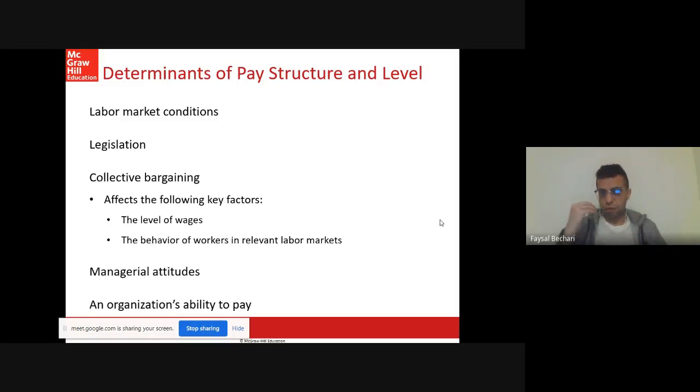So the first thing we look at is the labor market conditions. Are there lots of rules and restrictions, or is it loose? And you know it's different from country to country. Whether there is legislation, laws governing that, and we don't want to break the laws. Whether there is collective bargaining, or what you call a union, which affects the following key factors: the level of wages, and the behavior of workers in the relevant labor market.